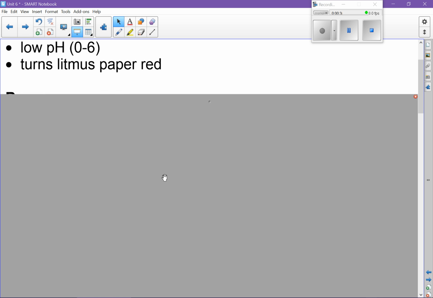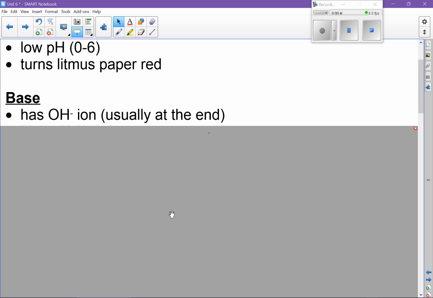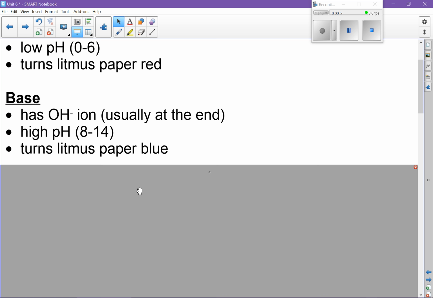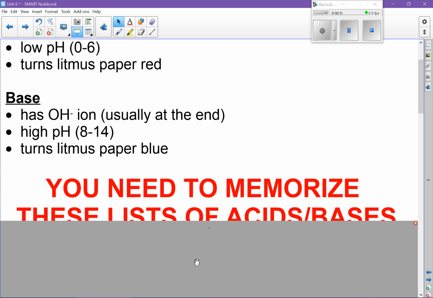Now a base, on the other hand, has a hydroxide ion, OH-. Usually those are found at the end. Again, a couple of exceptions, but generally look for the OH, the hydroxide, at the end. They have a high pH, falling from 8 to 14, and they turn litmus paper blue, so very opposite of acid.